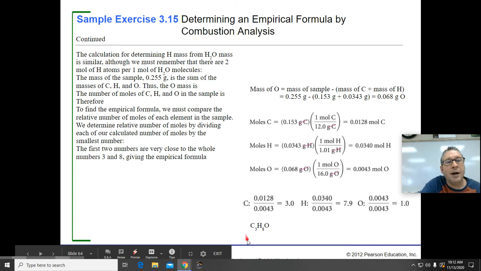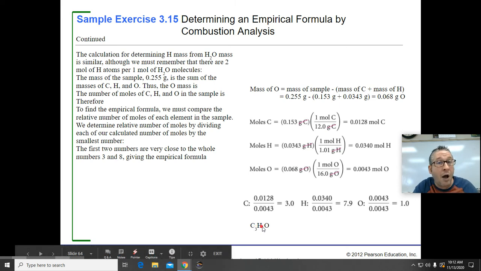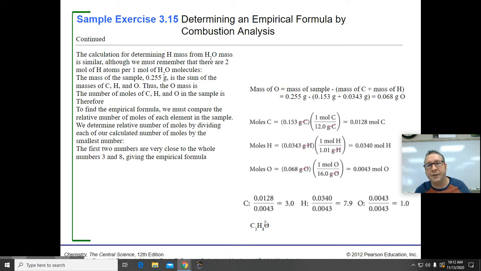So C3H8O is the empirical formula of isopropyl alcohol. Now, that could also be our molecular formula, but we wouldn't know unless we were given some additional information. But we're not asked to solve for the molecular formula right now for isopropyl alcohol. We were just asked to figure out empirical. We could determine molecular, but we're not going to right now.